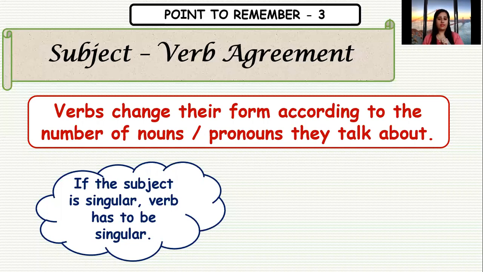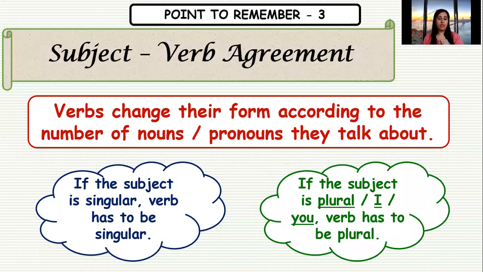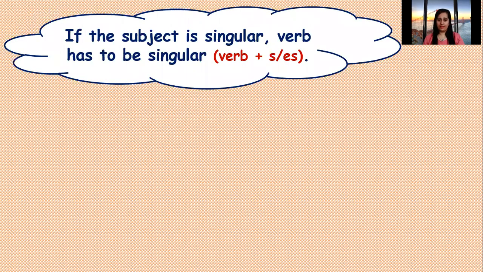singular. And if the subject is plural, or I, or you, three options here. If the subject is plural, I, or you, then the verb will automatically also be plural. So this is how they will remain friends. I'll explain you in more detail. Now look here. If the subject is singular, verb has to be singular. And when is the verb singular? When you add s or es to it. Okay, just look at these examples now.